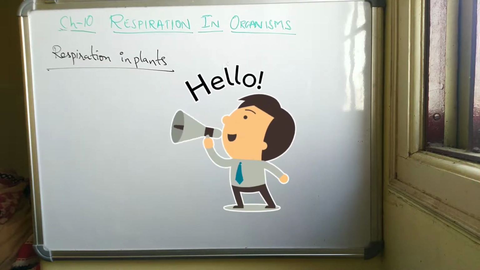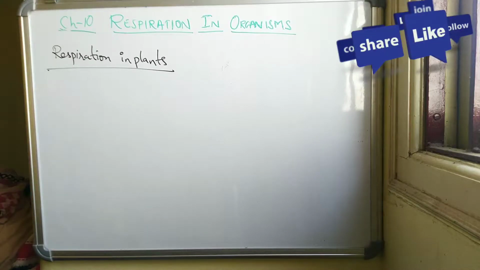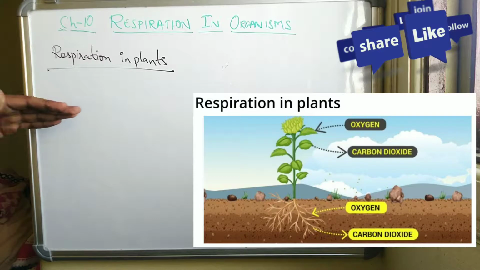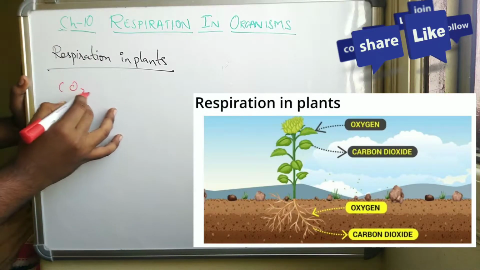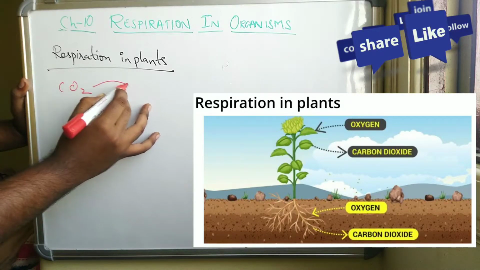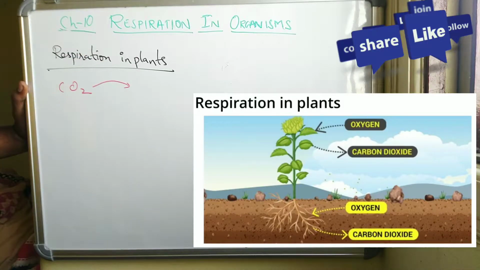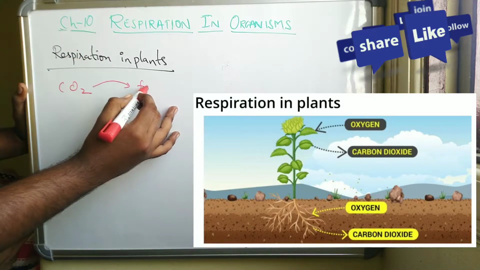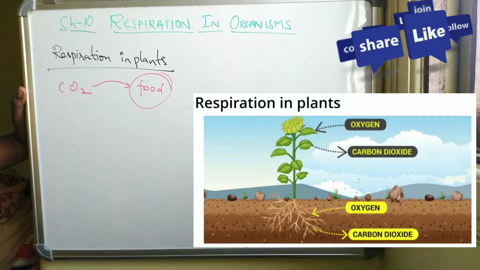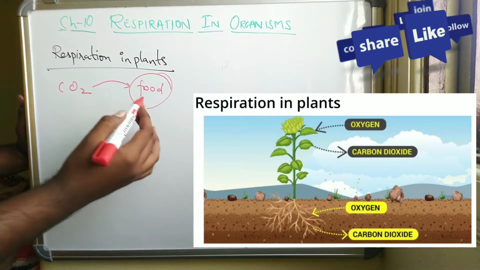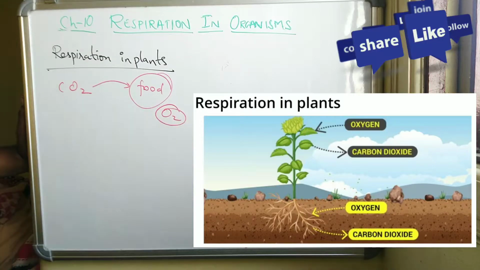In this video, we'll be discussing respiration in plants. We all know that even plants undergo the process of respiration. That means they take carbon dioxide and utilize it in the process of photosynthesis, in order to produce food, right? To make their food. So carbon dioxide is utilized in photosynthesis to produce food, and they even release oxygen, O2, right?